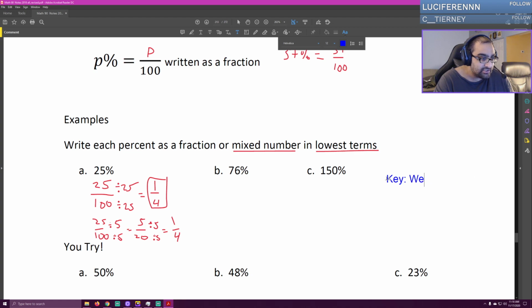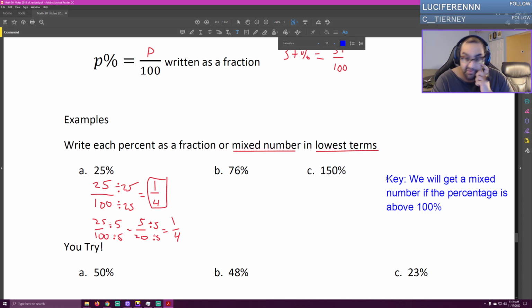The key here is that we will get a mixed number if the percentage is above 100%. So if the percentage is above 100%, then we're going to get a mixed number. I guess I'll put that as a note instead of a key. I have the key here, more importantly.